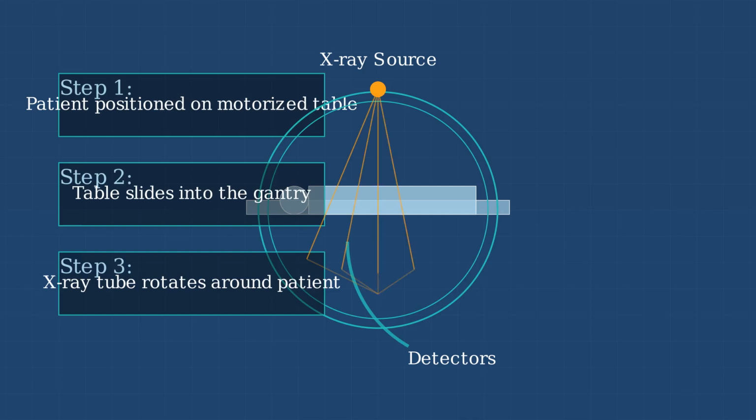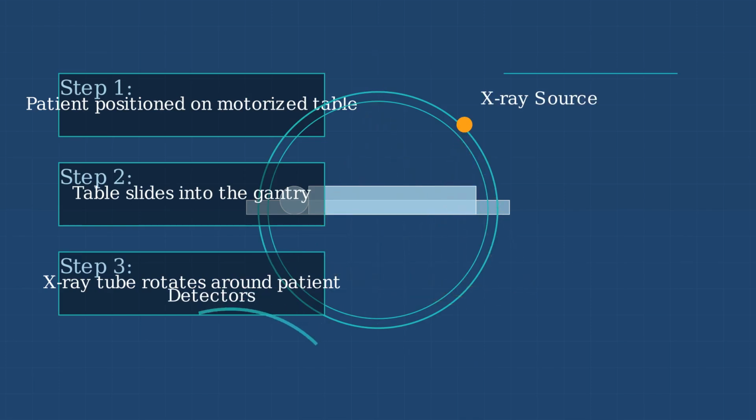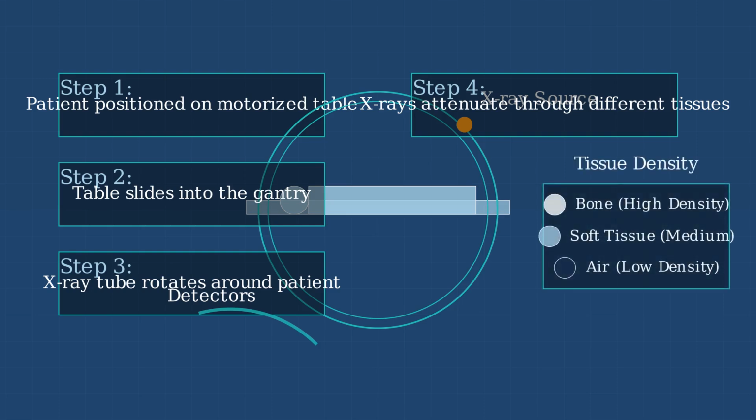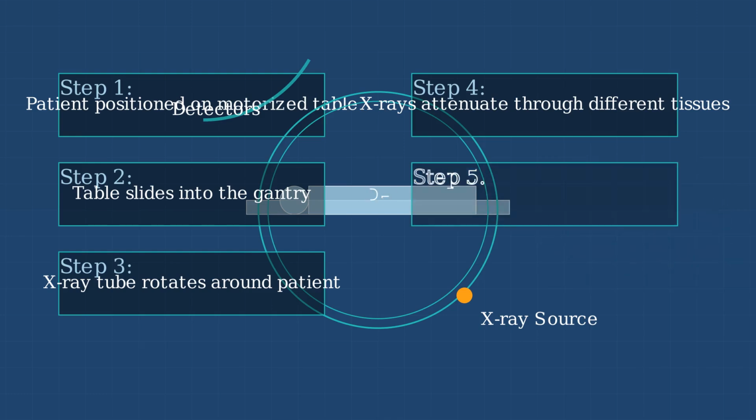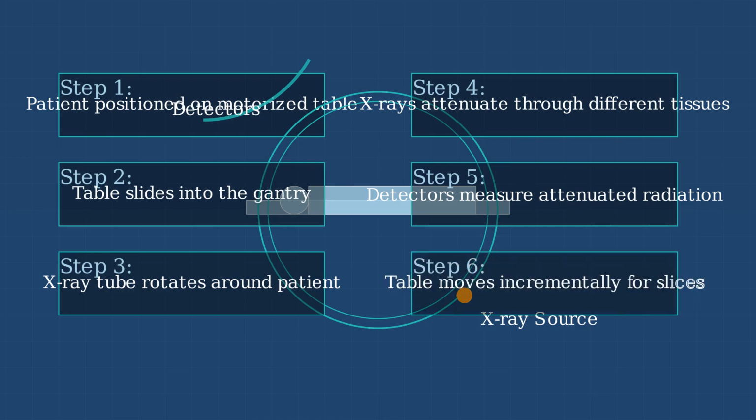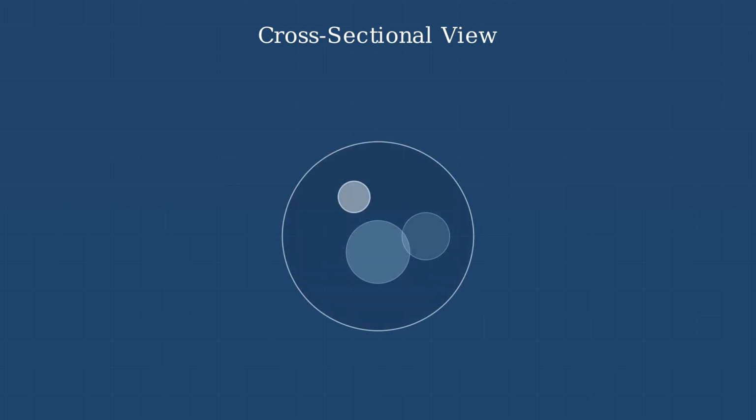The X-ray tube emits beams that pass through the patient's body. As these X-ray beams pass through the body, they're attenuated or weakened to varying degrees depending on tissue density. Detectors on the opposite side measure this attenuated radiation. The table incrementally moves the patient through the scanner to capture images of different sections, creating cross-sectional slices. These slices are then processed to create detailed cross-sectional images of the body's internal structures. This scanning process allows radiologists to examine the body in slices, providing valuable diagnostic information without invasive procedures.